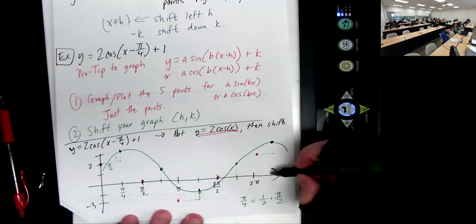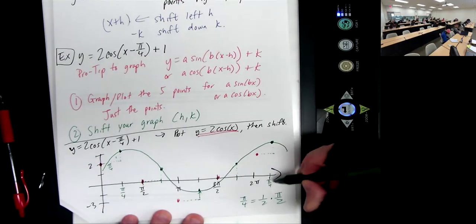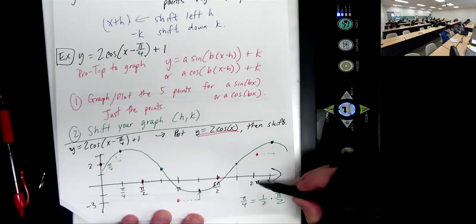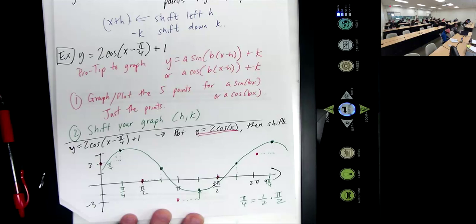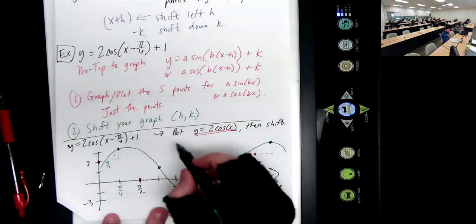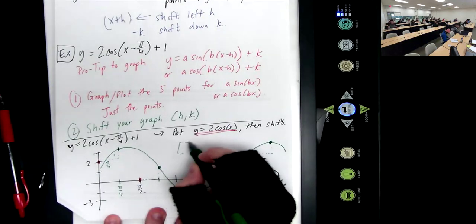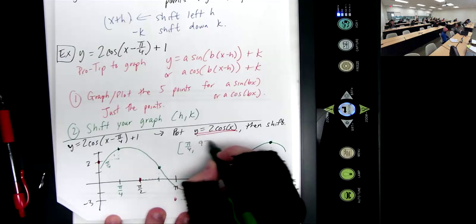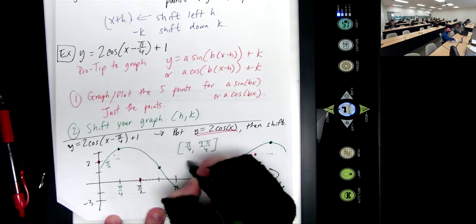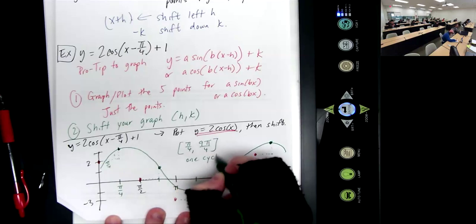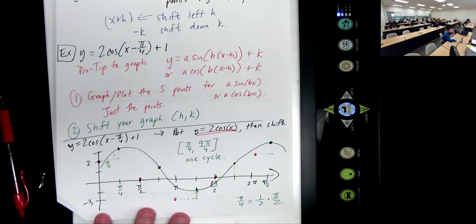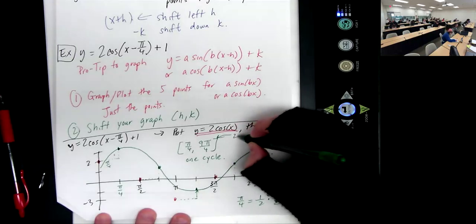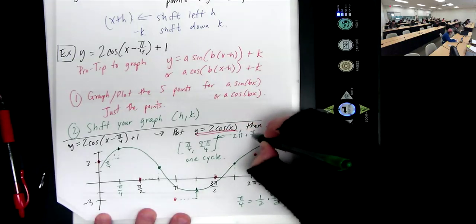So if I move pi over 4 right here, going over that much, this one is 2 pi plus pi over 4, that's like 9 pi over 4 right there. So my first curve is going from pi over 4 to 9 pi over 4. That's one cycle, where 9 pi over 4 is 2 pi plus pi over 4.